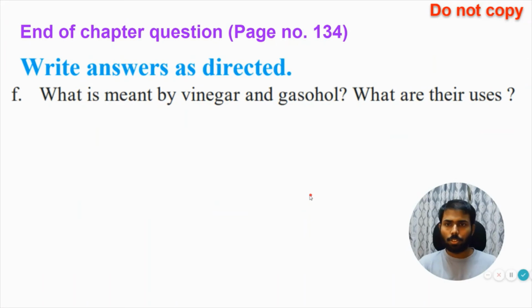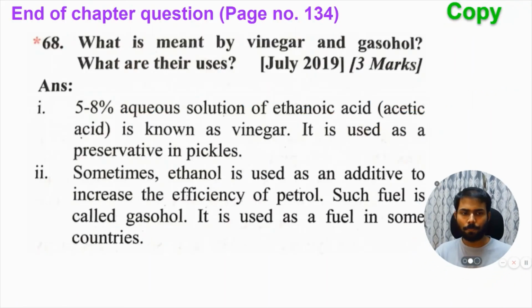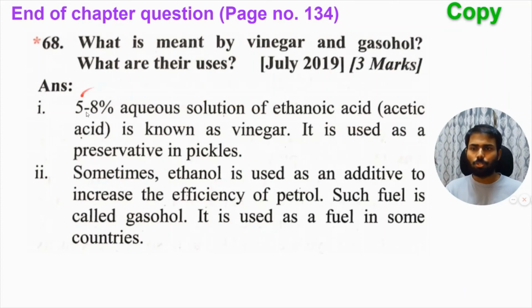Okay, so the next question is write answers as directed. The F1 says, what is meant by vinegar and gasohol? Okay, and what are the uses? So we have seen vinegar, we haven't seen gasohol, right? So the answer is 5 to 8% of aqueous. What does aqueous mean? Mixed with water. Okay. So 5 to 8% aqueous solution of ethanoic acid, which is also called acetic acid, is known as vinegar, and it is used as a preservative in pickles.